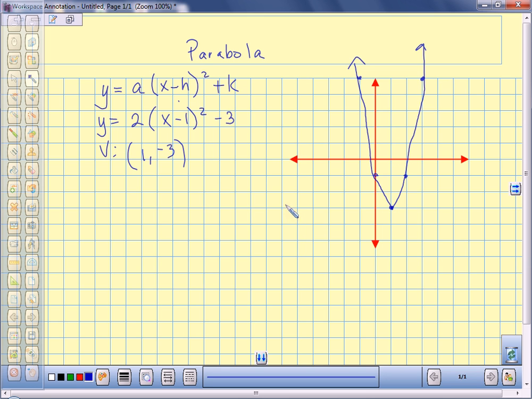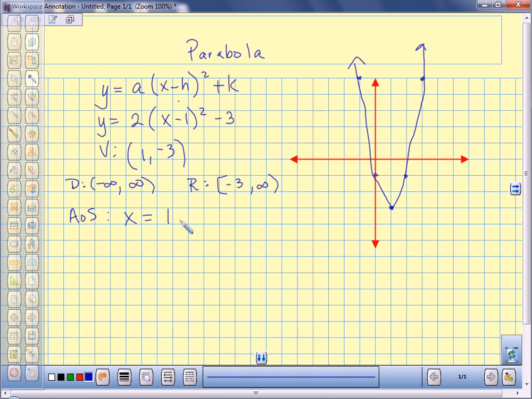Okay, so we would have a nice graph of our parabola, and we could state all the characteristics. We could talk about domain, we could talk about range. So domain is from negative infinity to positive infinity. Range is from negative 3 to infinity. We could give the equation for the axis of symmetry. It is a vertical line, so it's going to be x equals, and the x value at the vertex is 1.